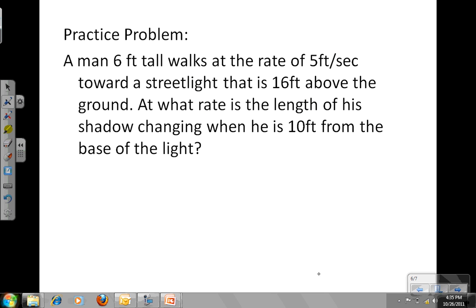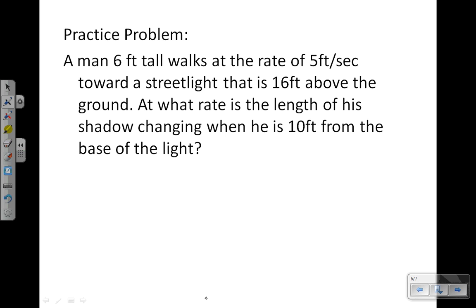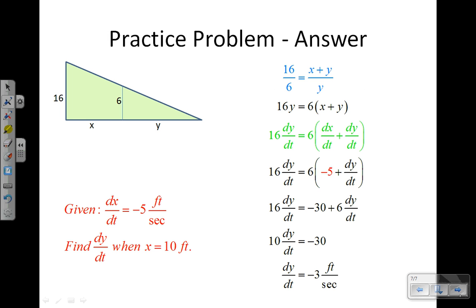I have a practice problem, and I would suggest you pause here and work it out, and then hit play, and you'll see the next slide is the answer. So go ahead and pause here. Okay, hopefully you've worked it out. If I go on to the next slide, this will be my answer. So the final answer should have been -3.